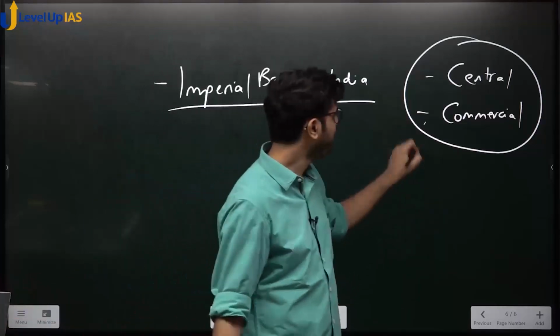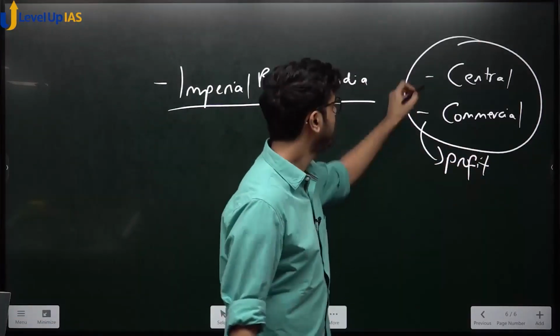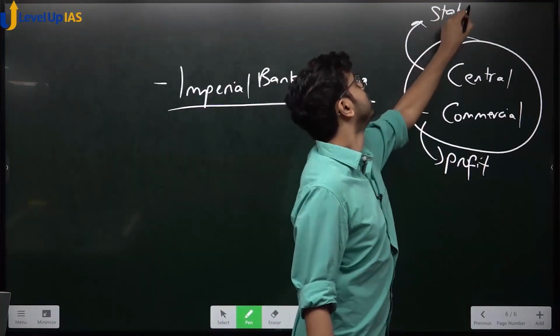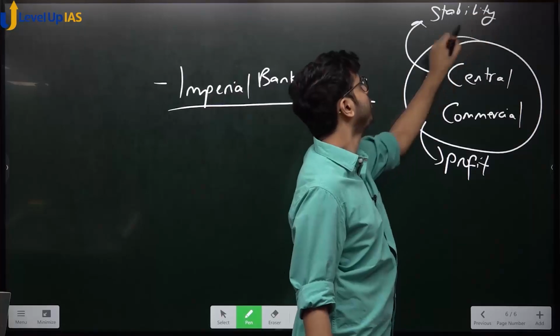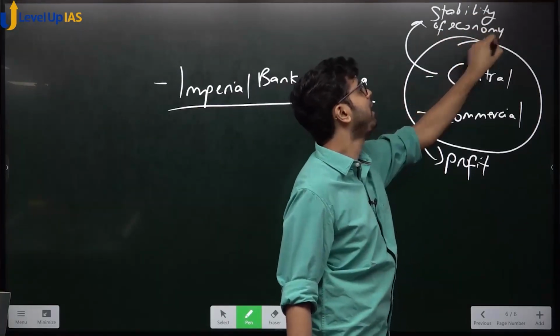But their main motive is what? Profit. What is the central bank's main motive? Stability in the economy. Yes or no? Are you able to appreciate the difference between central bank and commercial bank?